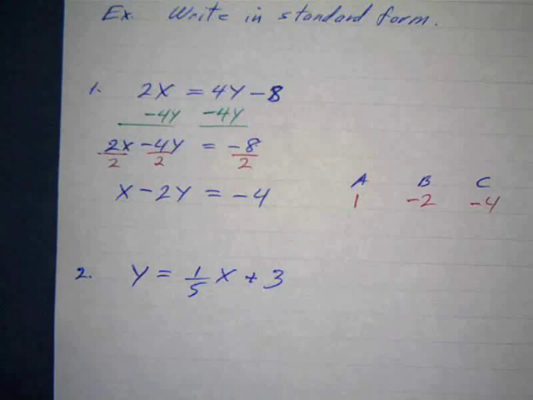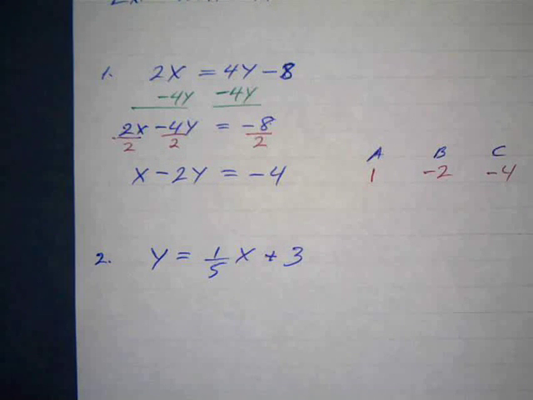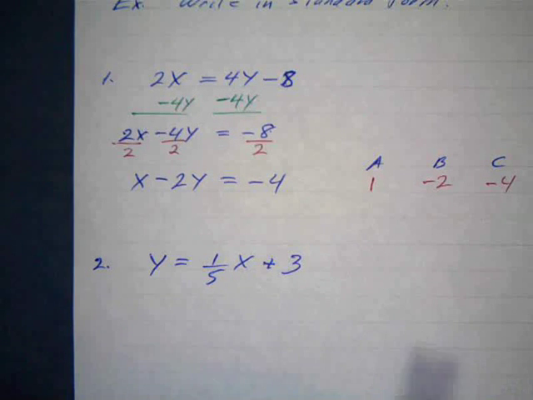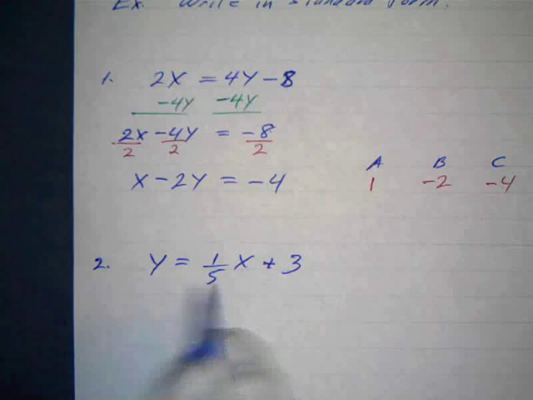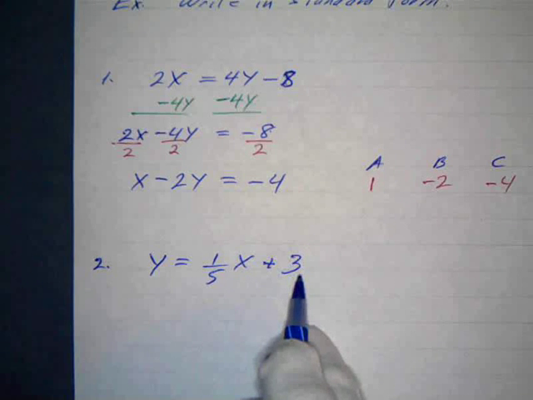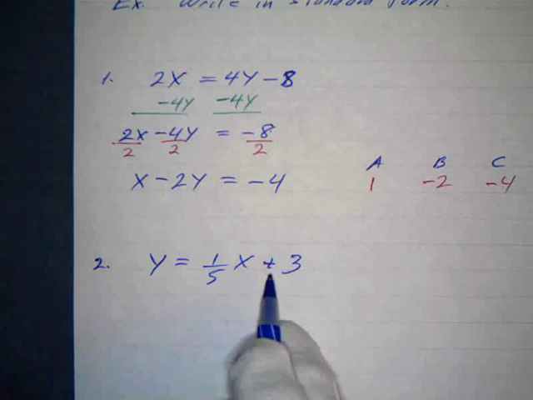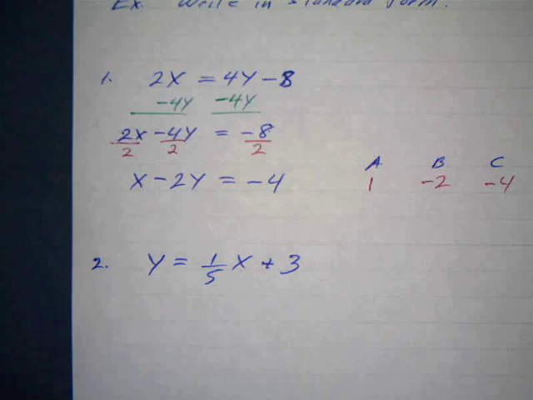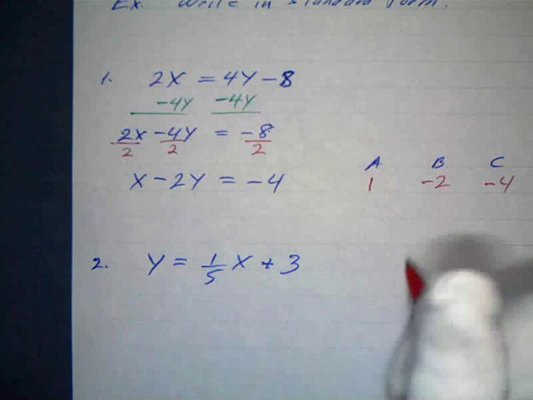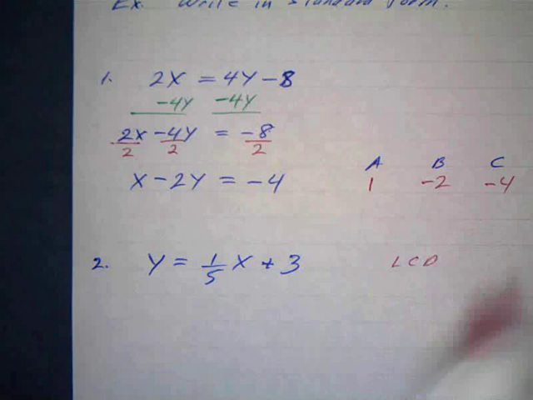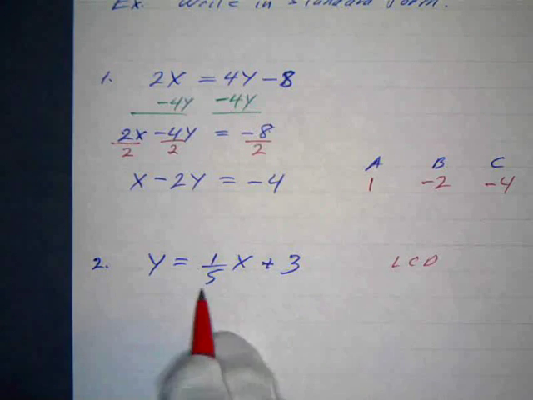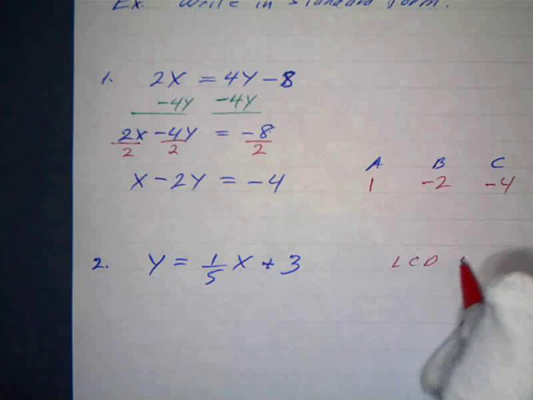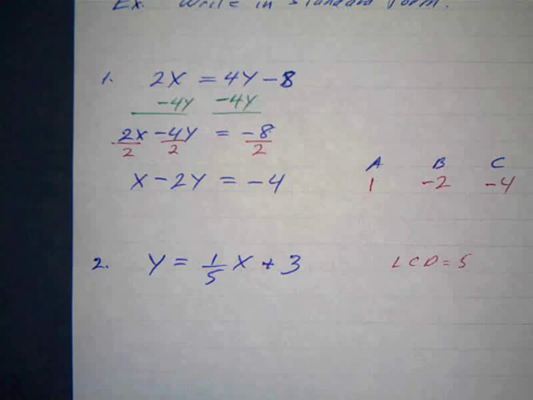Okay, so 1/5 x plus 3. So first of all, I got fractions. We don't like fractions. So the way we remove the fractions is we multiply every term in the equation. And remember, terms are separated by addition or minus signs. So I've got a term here, one term there, one term there. So I've got 3 terms. I multiply every term by the least common denominator, the LCD, which is the smallest denominator that all the denominators divide into. In this case, there's only 1, so it's going to be 5. So I multiply every term by 5.